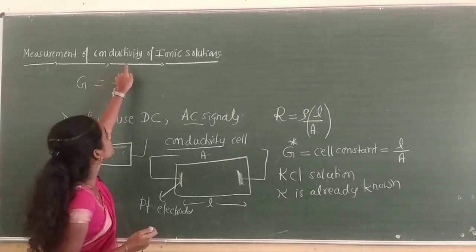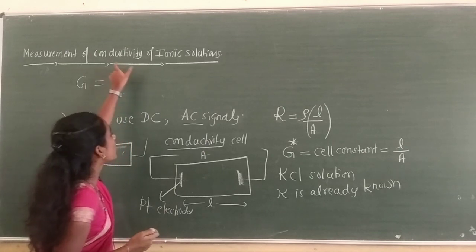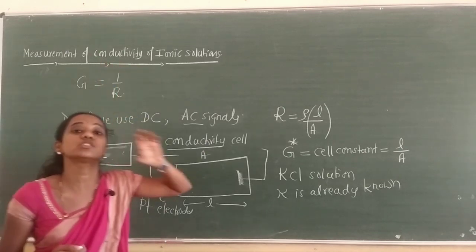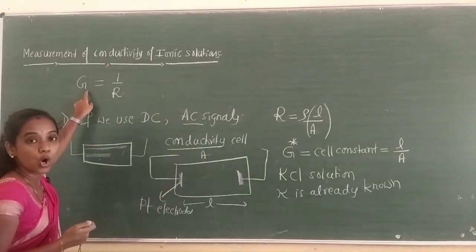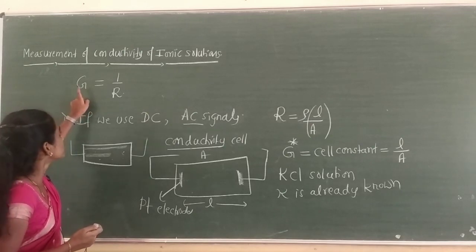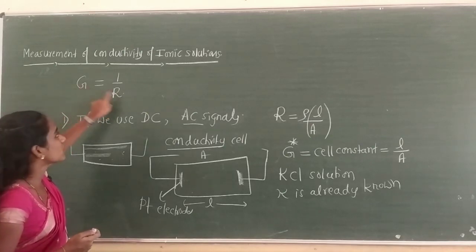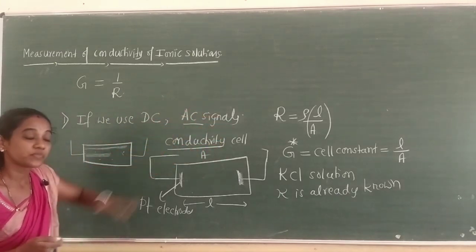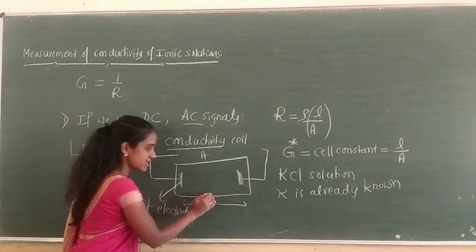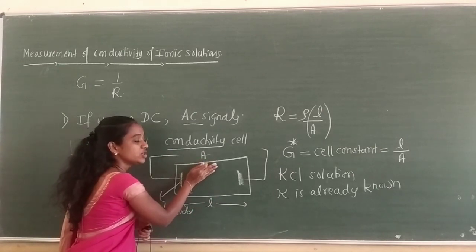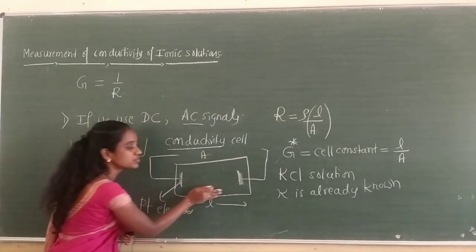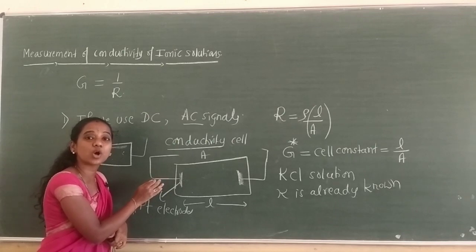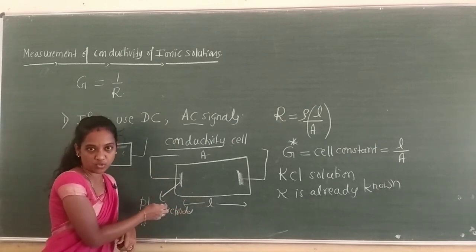In order to calculate or measure the conductivity of any solution, we need to know the term called conductance, G. Conductance is the reciprocal of resistance. So we are calculating the resistance of the solution. In order to measure the resistance, we need to find out the cell constant of the conductivity cell. What is that cell constant? It is the L by A ratio.